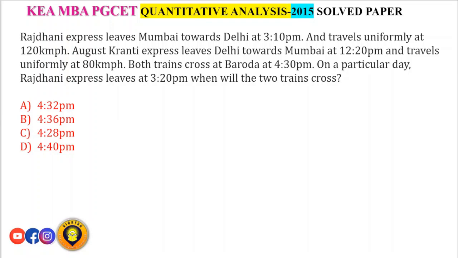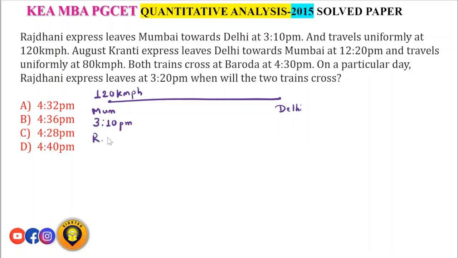First, it is given that Rajdhani Express leaves Mumbai towards Delhi. Let us suppose this is Mumbai and this is Delhi. It is leaving at 3:10 p.m. from Mumbai, and the speed of the train is 120 km per hour. So this is Rajdhani Express. Then at 12:20 p.m.